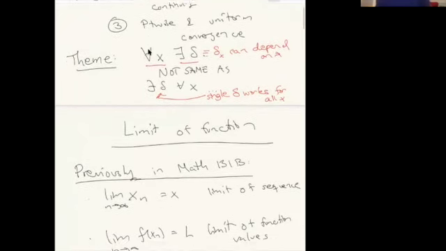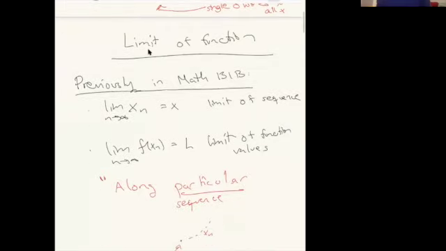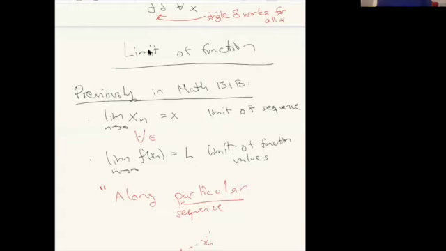Okay, so first, limit of functions. You have a fixed function, and you're looking at what happens close by to a given point, x. Previously we had defined very similar notions. Well, we had defined convergence of a sequence of points: for every epsilon, there exists a capital N, such that, and so on.